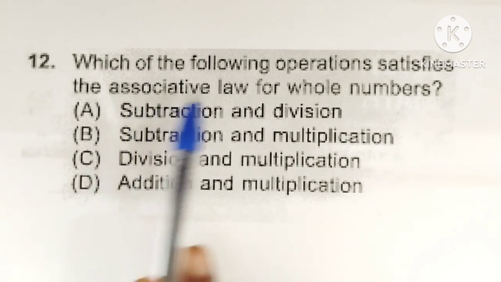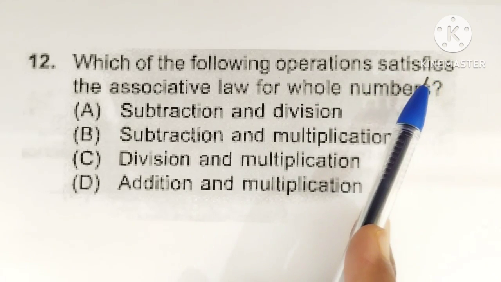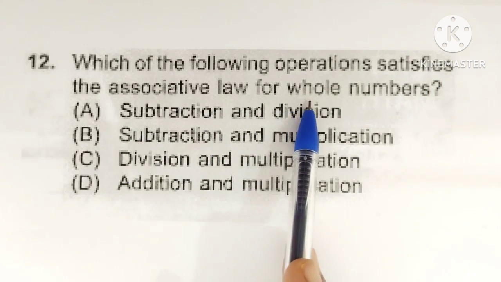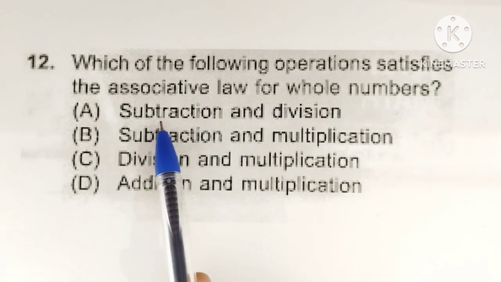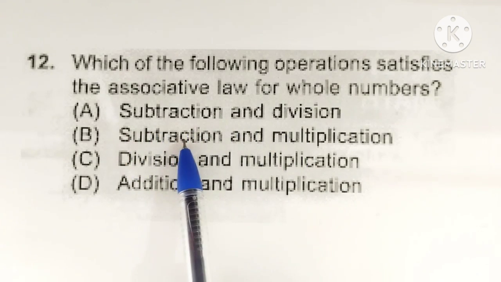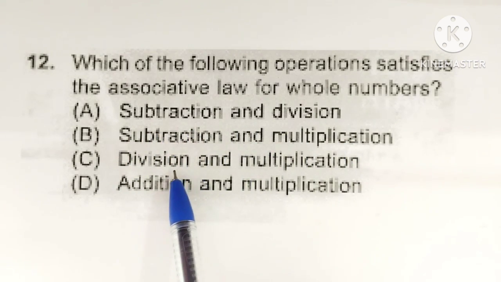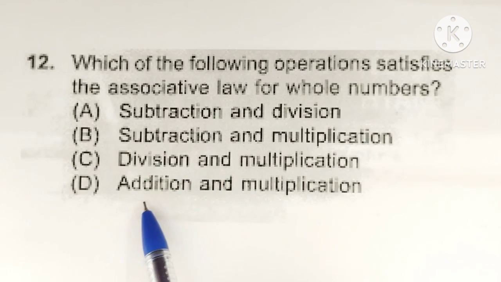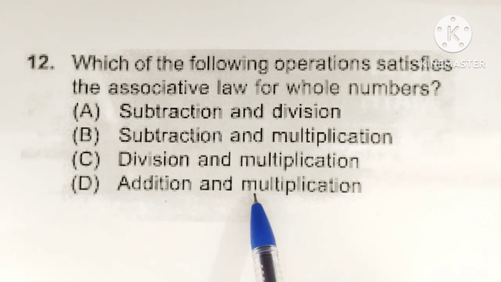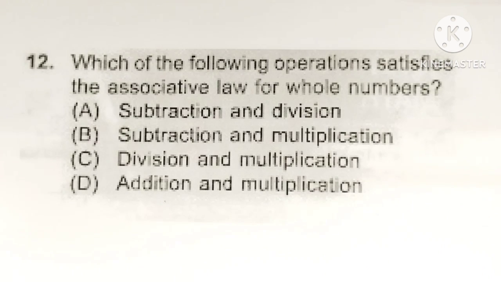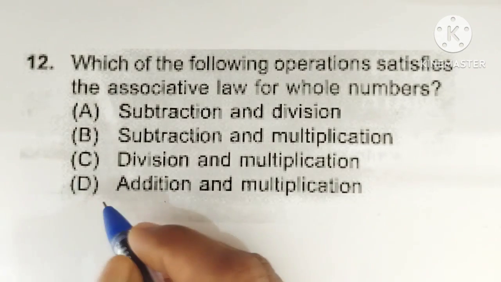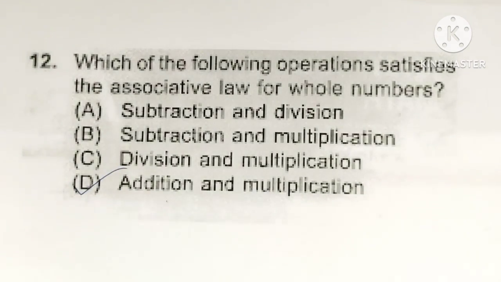12th one. Which of the following operations satisfies the associative law for whole numbers? A. Subtraction and division. B. Subtraction and multiplication. C. Division and multiplication. D. Addition and multiplication. Here associative law satisfies only addition and multiplication. Subtraction and division do not satisfy. So option D is the correct one.